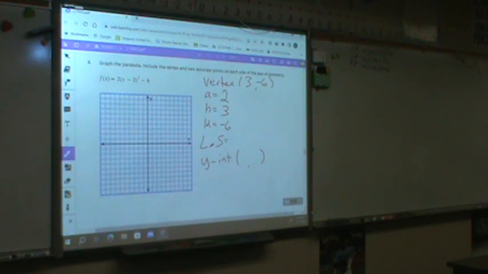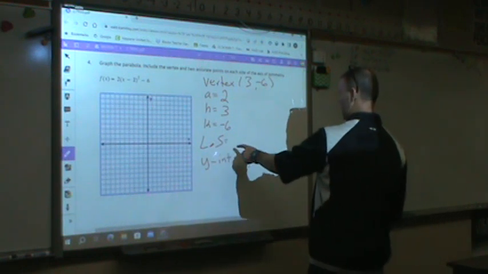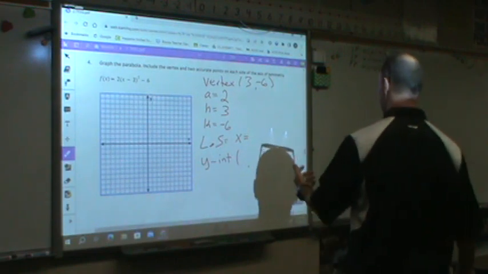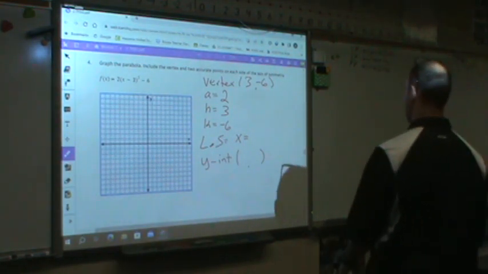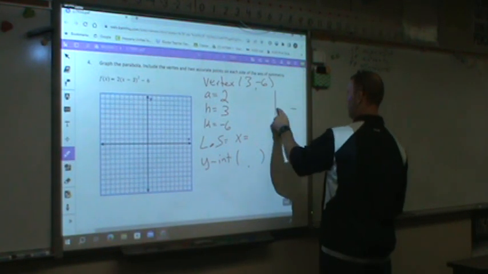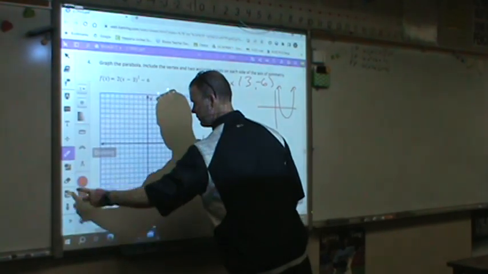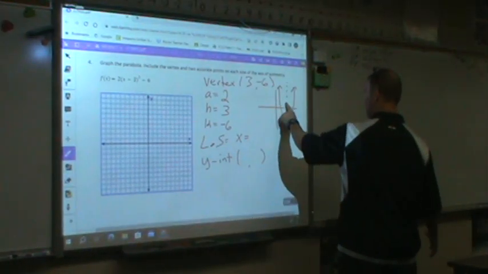I've got 4 of the 6 things. It wasn't that difficult, right? Line of symmetry. What's the line of symmetry? The line of symmetry is always x equals. Well, first of all, let's go back and figure out what the line of symmetry does. If I have a parabola over here and I'm going to graph it, where's the line of symmetry? It's going to be in the middle of the parabola. Very good.